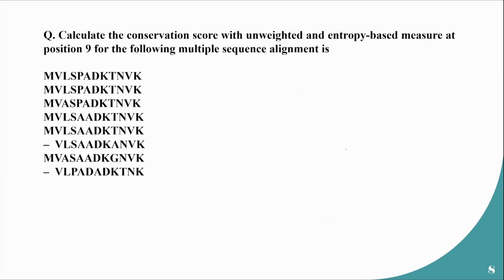So can you calculate this one? Here we have a question where the conservation score with the unweighted and entropy-based measure for position 9 is being asked. So can you calculate this one out?